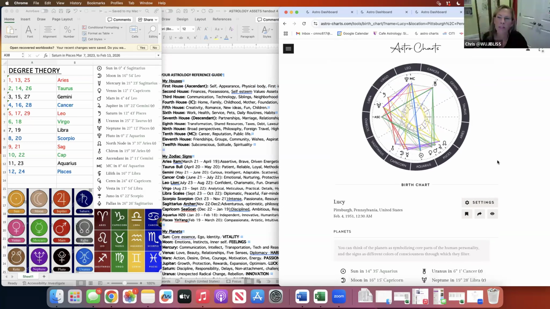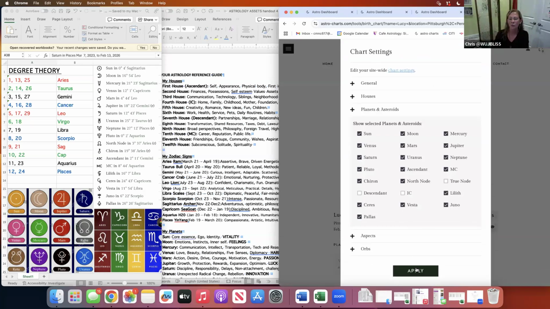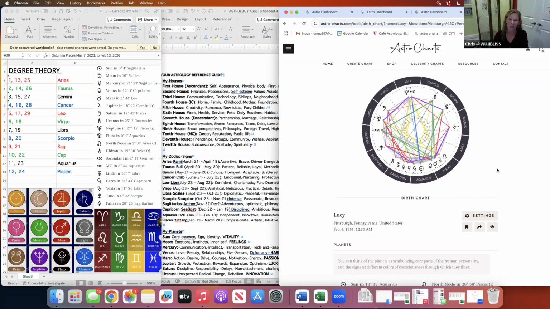Because I have 4 planets in Virgo, I like so many details, and so I fill up everybody's chart with all of the asteroids. How do I do that? I go to settings, and on the 3rd tab, I add Ceres, Pallas, Vesta, Lilith, and Juno. And you're right, it does really change the appearance of your chart dramatically, doesn't it? It does.